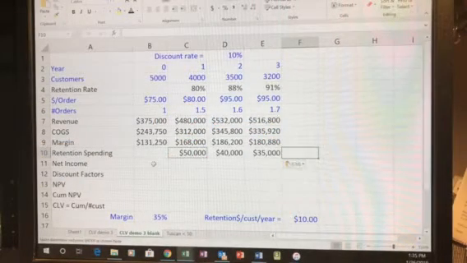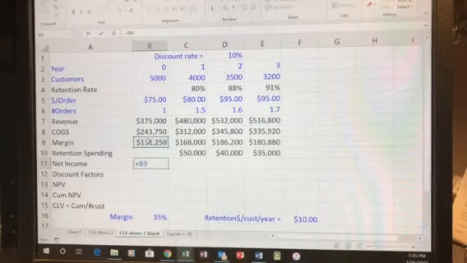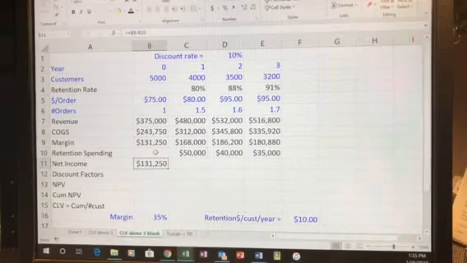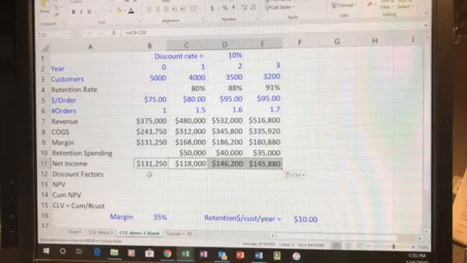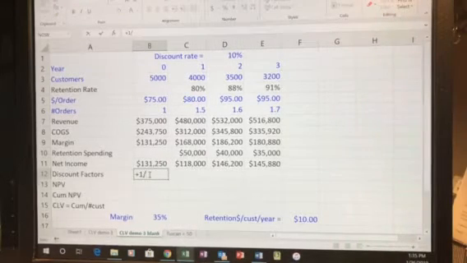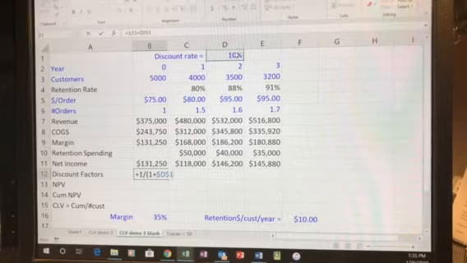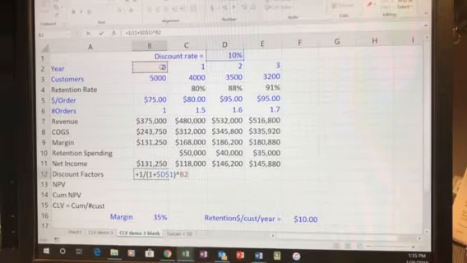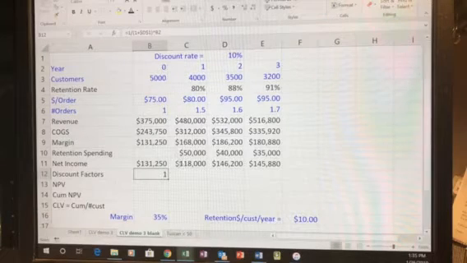Okay, so now we can figure out net income, and that's just going to be our margin on sales minus our retention spending, which we knew was 0 there. And there's a nice margin on sales. We put in discount factors. We've seen those before. 1 over 1 plus the discount rate, again, absolute reference, raised to the power of the time period. And 1 at time 0 looks good.